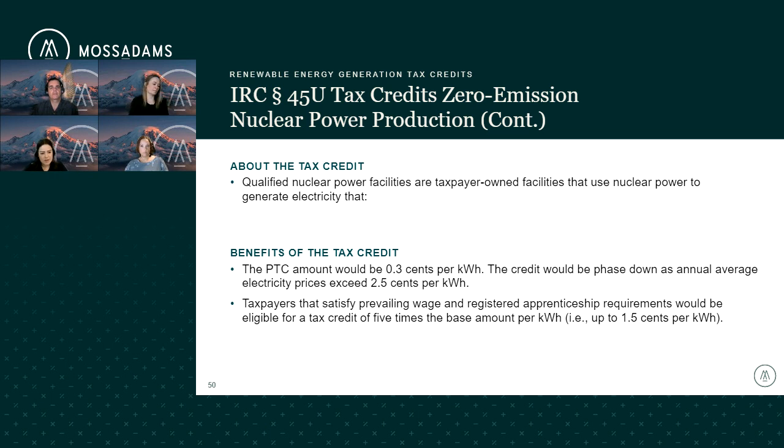The production credit amount would be about 3 cents per kilowatt hour. Eventually there's going to be a phase down as you reach annual average electricity prices that exceed $2.05 per kilowatt hour. And again, as you can see here, if you meet the prevailing wage and registered apprenticeship requirements, you'll be eligible for a credit that's 5 times that, so up to $1.50 per kilowatt hour.